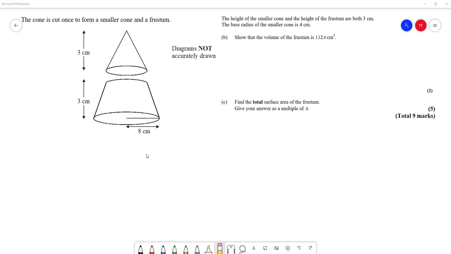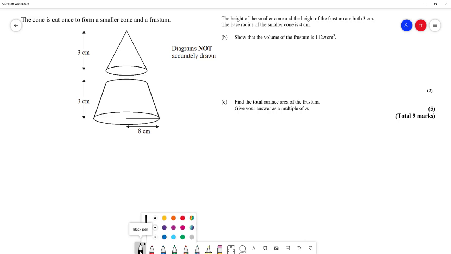In this video, we're going to look at the volume of a frustum and also the surface area of a frustum. So a frustum is basically when you cut a cone so that you get a smaller cone and a larger cone. So in this question, we can see the smaller cone has a perpendicular height of 3 and the larger cone has a perpendicular height of 3 plus 3, which is 6.